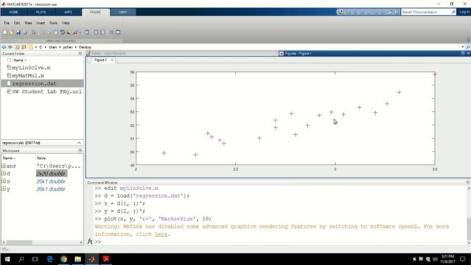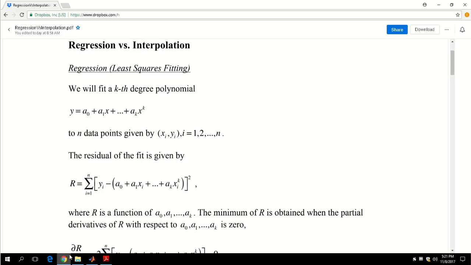Our goal is to come up with a curve that's going to best fit all those data points. What does it mean by best fit? It actually has a very specific mathematical definition. Depending upon how you define the best fit, you can come up with different kinds of curve fitting algorithms. And regression is based upon one specific definition of what it means by a best fit.